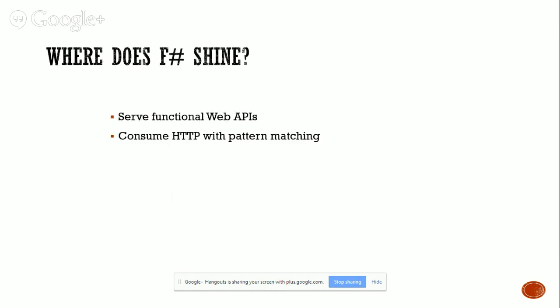And so where does F# shine in all this? Well, serving functional web APIs, and that can mean both working with web APIs and also building up web APIs in a functional manner, and also consuming HTTP with pattern matching, and we'll look at both of these things. We'll look at the latter in the context of testing only in this case, but I'll discuss a few things that I'd like to flesh out more in the future as I'm progressing through some different ideas that I have here.